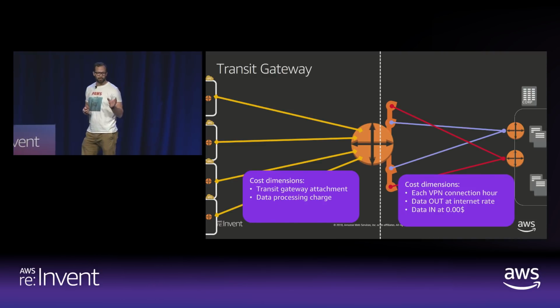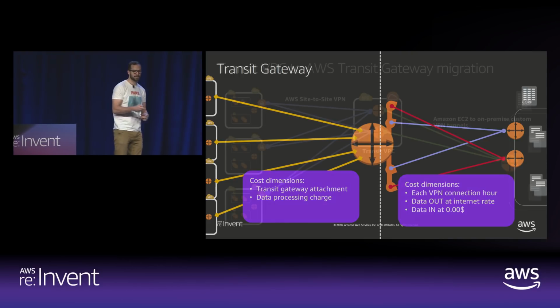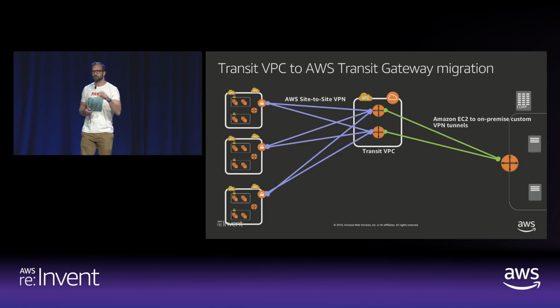So you're looking at this, you're probably thinking, this is great, but I already have a transit VPC deployed. How do I move away from the transit VPC to the transit gateway? So we'll go through that right now. So here we have three VPCs on the left using the VGWs to connect to those routers in the transit VPC, and then you have your own VPN tunnels going back to on-premise. And we want to get away from that and start using the transit gateway.